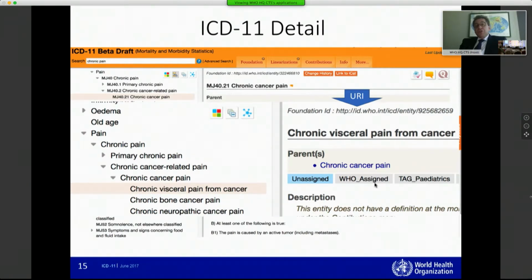The other point is, do we need this, or do we have special environments where I have the detail and I have machines helping me, computer software supporting me in the coding, so I can even use the thing that is marked with this big blue arrow that says URI, Unique Reference Identifier, or marked also as Foundation ID. With this ID, everything in ICD can be coded to that level of detail. And if you want, you can code the chronic visceral pain from cancer independently of your national requirements, cutting off the coding level at MJ40.